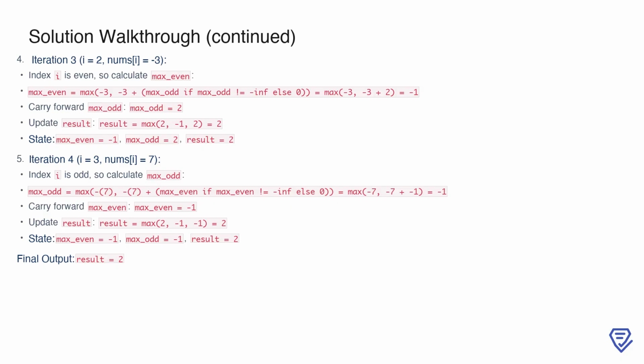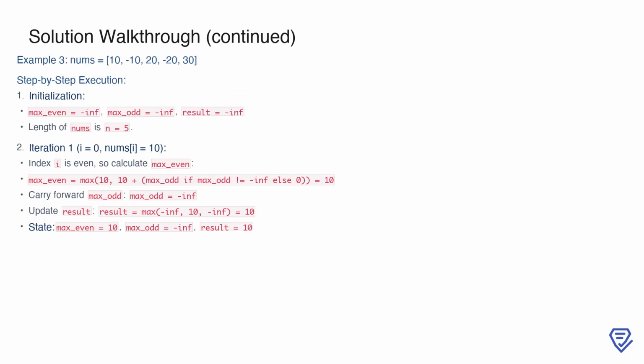The max_even value remains -1, and result is updated to 2. At the end of this example, the final output is result equals 2. For the third example, the array is nums equals [10, -10, 20, -20, 30]. We start by initializing max_even, max_odd, and result to -infinity, and the length of the array is 5.